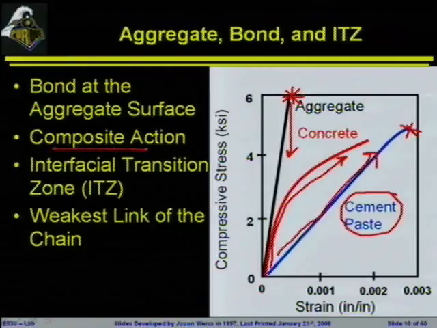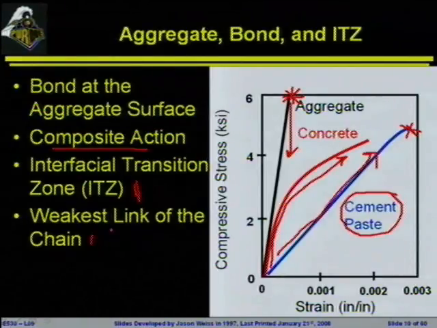It's composite action, as I mentioned. The interfacial transition zone, the space where the aggregate attaches to the paste, is going to be very important, and typically the ITZ is seen as the weak link. Now, I will point out that this may be very true, or I will also point out that this is a place, anytime you have the interface of two dissimilar materials, it is likely to be a failure plane.